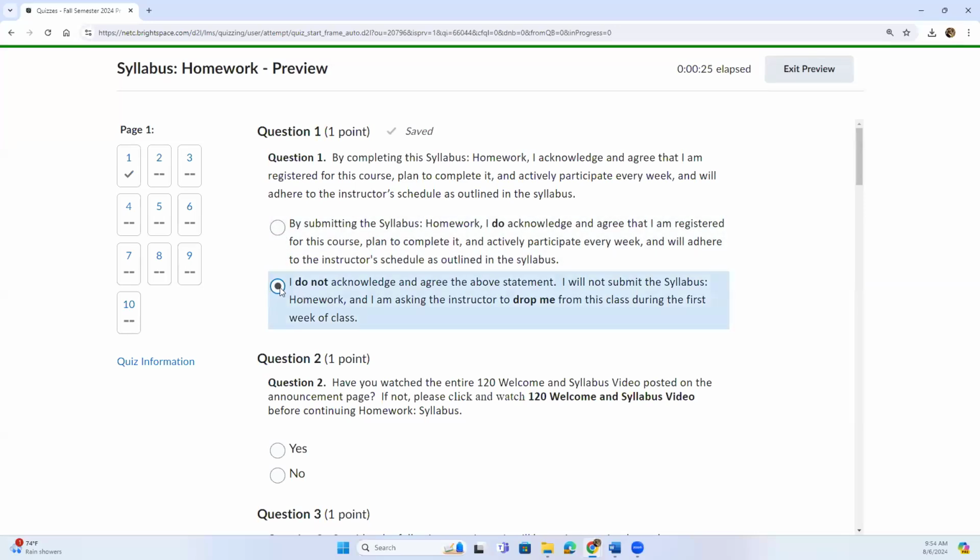The other choice: I do not acknowledge and agree to the above statements. I will not submit the syllabus homework, and I am asking the instructor to drop me from this class during the first week of class. So if you're not interested in this class, do not submit the syllabus homework. Simply exit out of the page. If you do submit the syllabus homework and check this choice, I will still drop you from the class as a no-show, because technically this statement is asking me to drop you from the class.